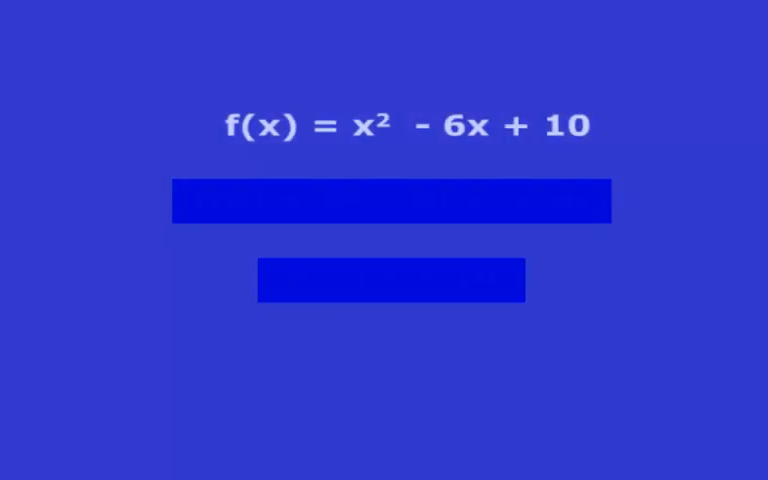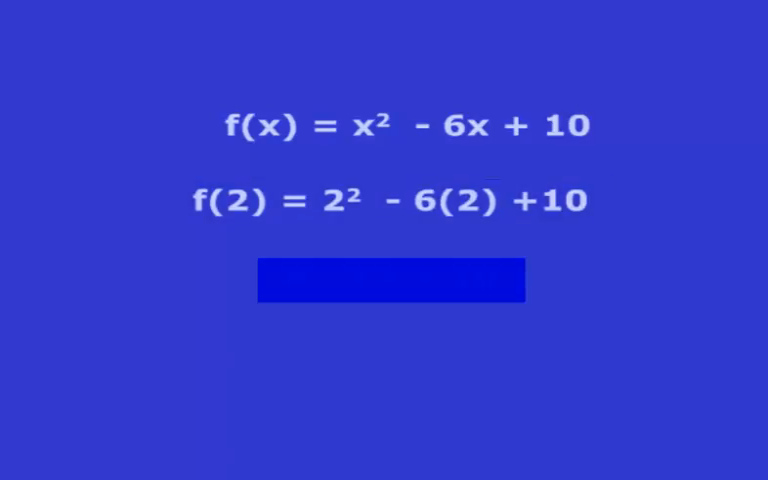And now we'll take a look at functions. Remember, with functions, you're given a new rule, and into that new rule you make your substitutions. So in this case, let's say we have a function f of x equals x squared minus 6x plus 10. If we want to find f of 2, we simply substitute 2 into the expression. We've got f of 2 equals 2 squared minus 6 times 2 plus 10. So that gives us 4 minus 12 plus 10, which gives us 2.